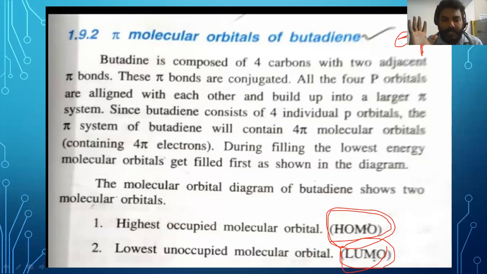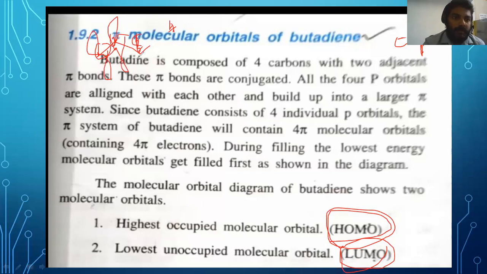There is a conjugated double bond like this. Here one bond, here one bond: 1, 2, 3, 4. Yes, C1, C2, C3, C4. It is going like this, and the orbitals are like this.